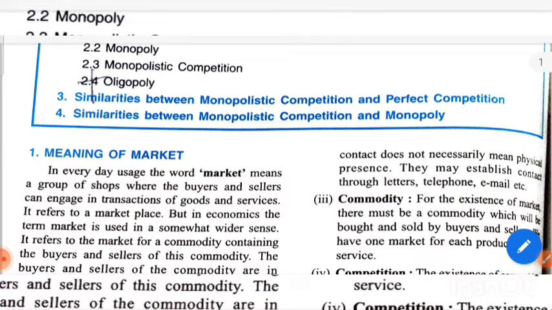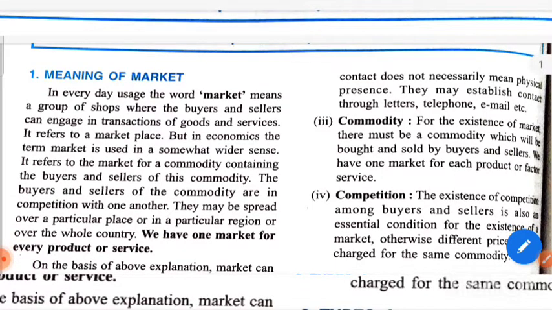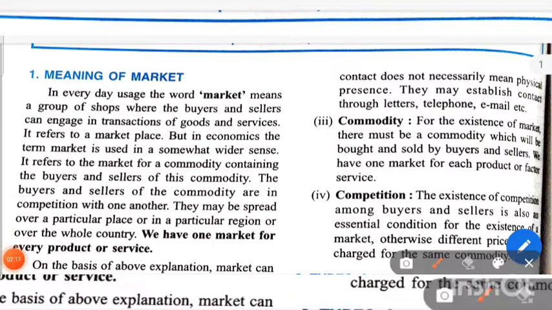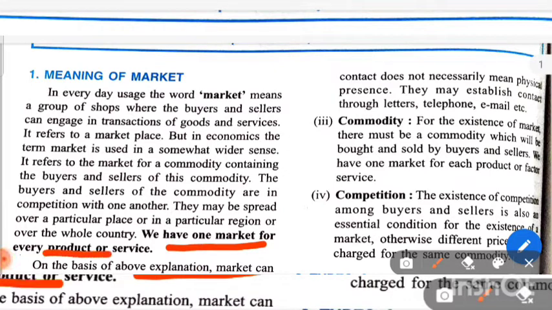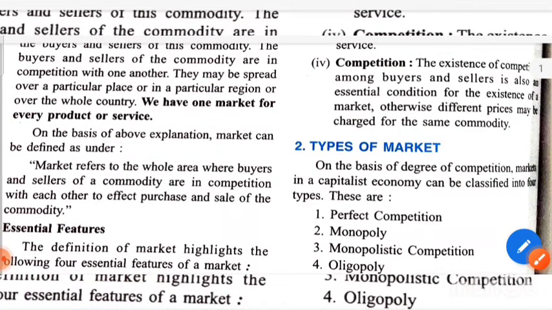Now, meaning of market. What is a market? Market is where we buy and sell goods. That is a market. We assume that there is only one market for every product or service, but it depends. In economics, a market is not only where we buy and sell. Even it depends on geographical area. Market is defined as a geographical area on the basis of competition as well. So today we will be discussing market on the basis of competition.